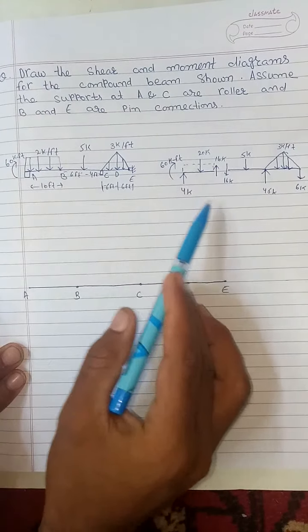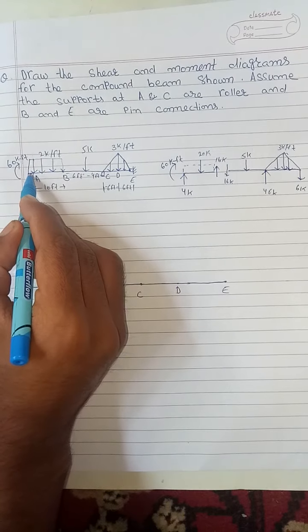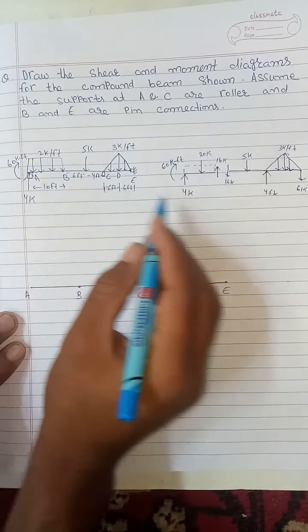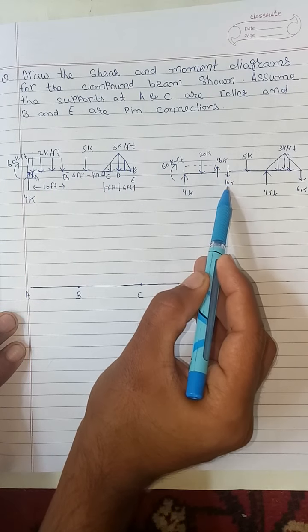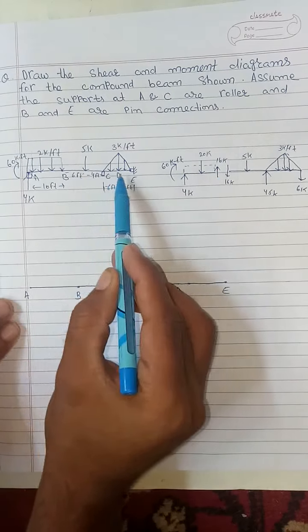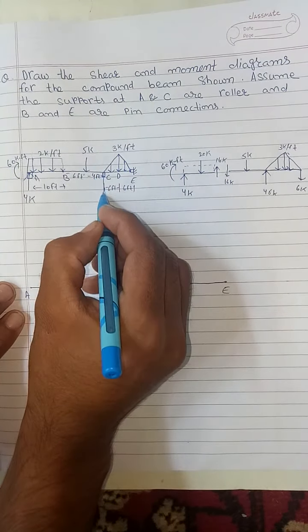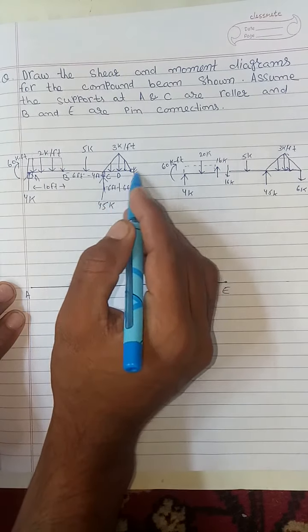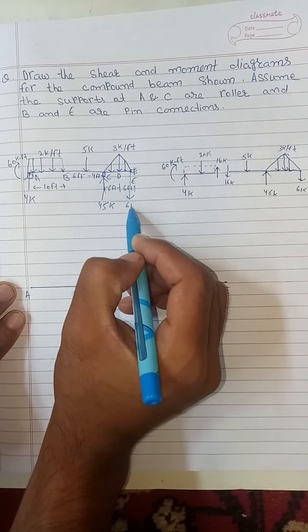First we will find shear force at point A. So I will write here this support reaction. This comes out to be 4K. This is 16, this is 16, so this will be 0. And at point C there is 45K support reaction. I will write here 45K, and at this point this is 6K.